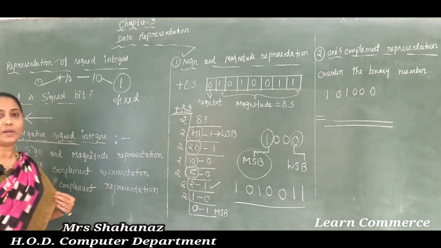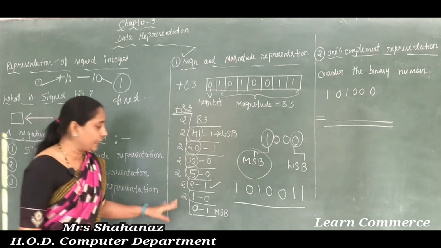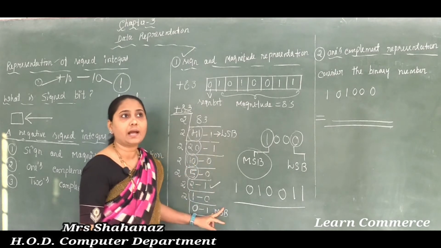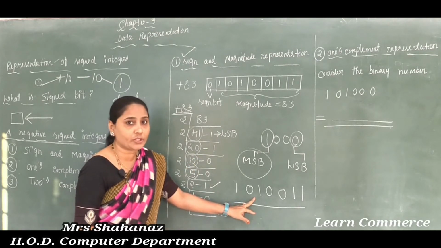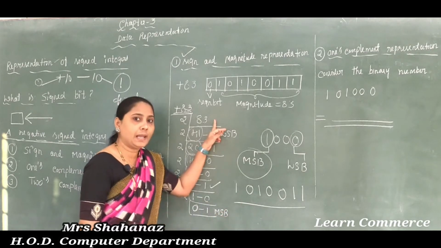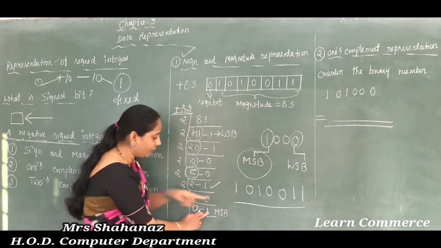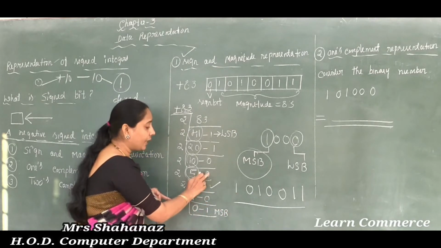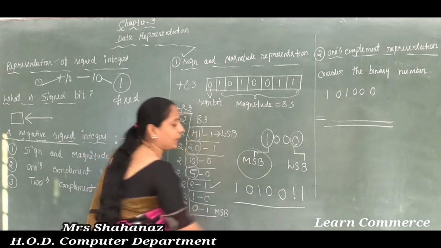So this is the number plus 83. When you divide, we get the remainder, correct? The first remainder is called the LSB and the last one is called the MSB. And while writing, we write from MSB to LSB. So whatever the value is, 1, I wrote here 1, later the next value is 0, the next value is 1, then 2 zeros are there, so I completed, and 2 ones are there, I completed here.